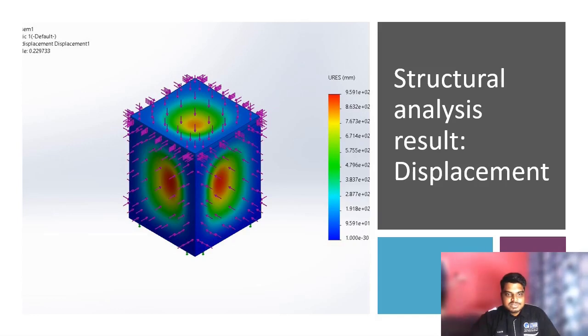Next, we see the structural analysis result for the displacement. In structural analysis, displacement is a measure of the change in position of a point in a structure relative to its original position. It is a vector quantity, meaning it has both magnitude and direction. Here, we see it has a minimum displacement of 1.00 times 10 to the power of negative 30 and a maximum of 9.591 times 10 to the power of 2.